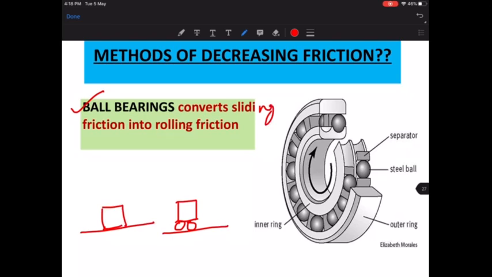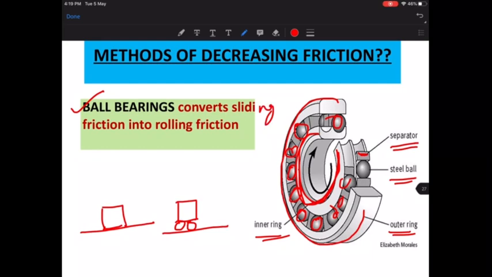Now understand the parts of the ball bearing. I'm sure all of you must have seen these ball bearings. This is the outer ring of the ball bearing, and you have an inner ring also. This is the inner ring of the ball bearing. And inside this, you have small metal balls. These are the metal balls which are separated by a metal block. These metal blocks are called separators. So this is a separator. That's all. These are the only parts that you have. You have an outer ring, you have an inner ring, you have a steel ball, and you have a separator.